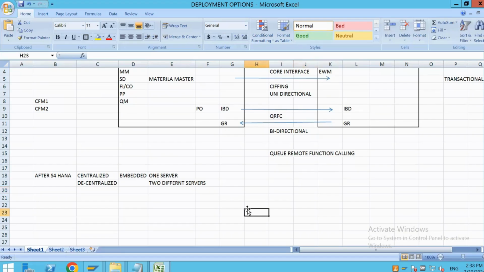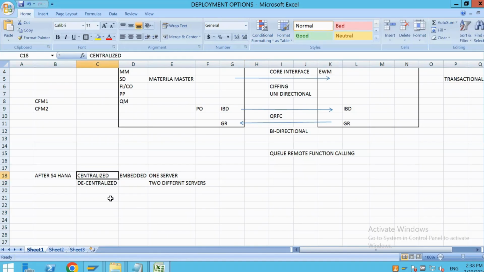Rohela, can I ask you one question? If I'm using S4, can I have decentralized EWM also? At a time, both you're talking about? No. Like you mentioned, ECC can have that SEM suite, right? But if my company is using S4 already, can I have a decentralized one if they want to? Yes, you can go with the decentralized, or you can go with the centralized also.